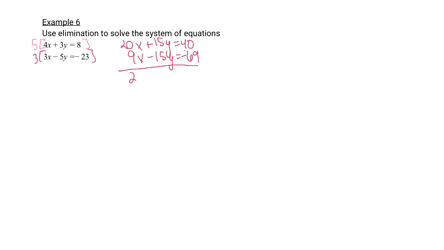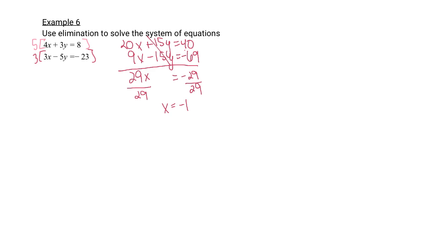We can add 29x, y's cancel, equals -29. Can divide by 29 on each side, and I get x equals -1. So if you did yours the opposite way, let's see if we match up.